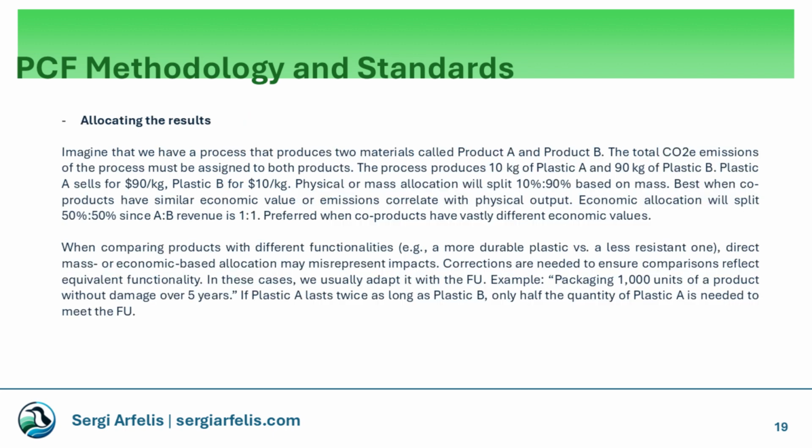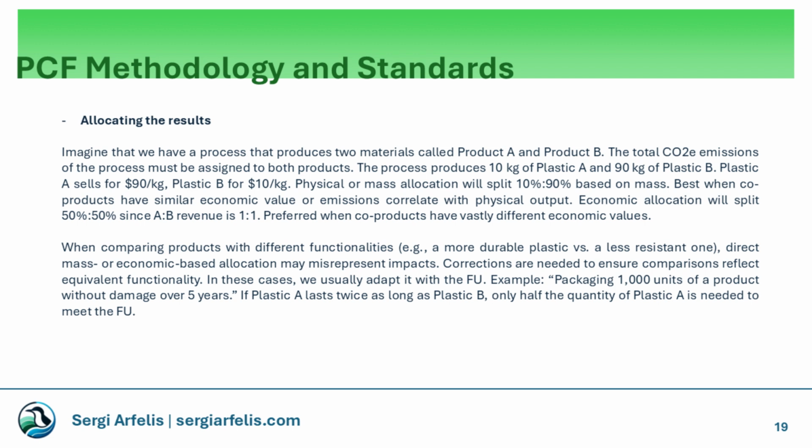Imagine now you have a process that produces two materials, product A and product B. The total carbon emissions from this process need to be assigned, or allocated, between both products. In our example, the process produces 10 kilograms of plastic A and 90 kilograms of plastic B. Plastic A sells for $90 per kilogram, while plastic B sells for $10 per kilogram. There are two main ways to allocate these emissions. With mass allocation, you split the emissions based on the weight. Since we produce 10 kilograms of A and 90 kilograms of B, the allocation would be 10% to A and 90% to B, based on mass.